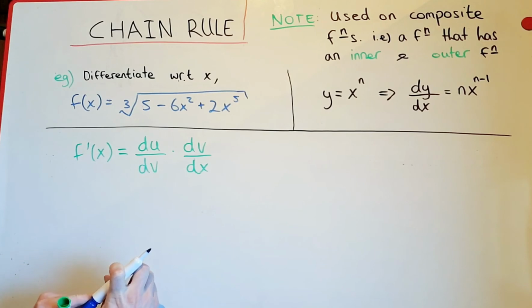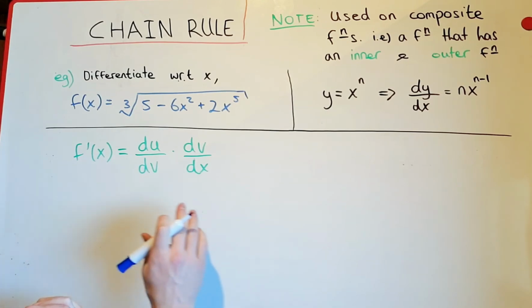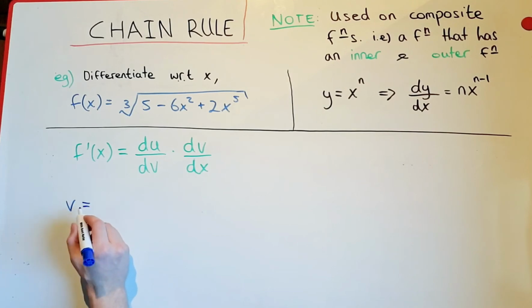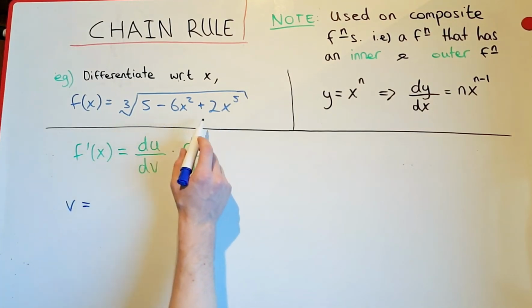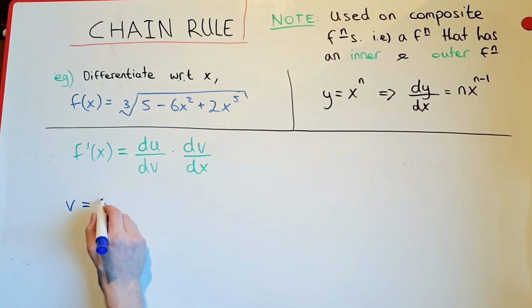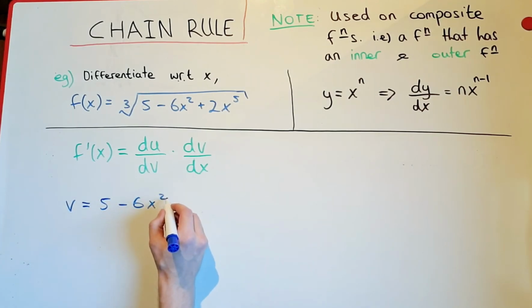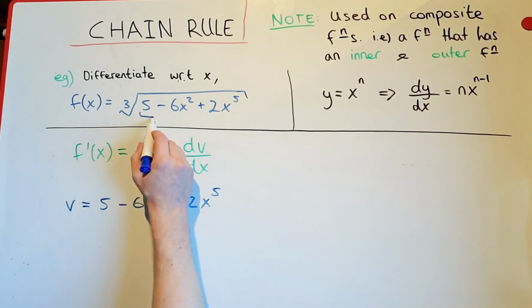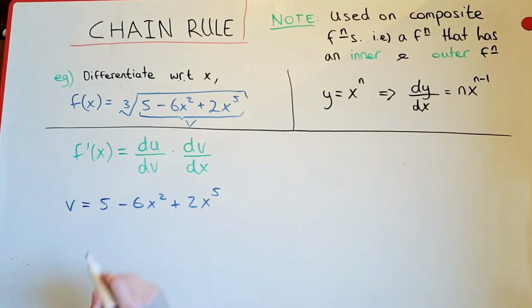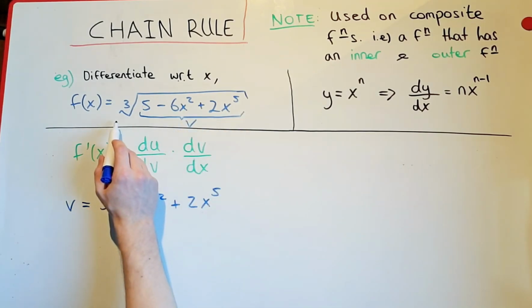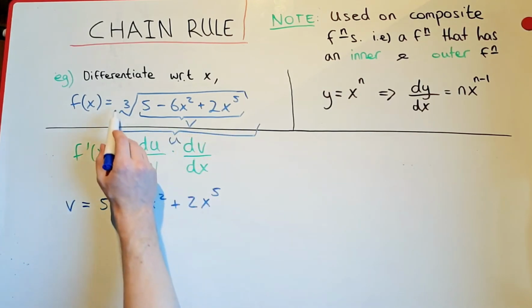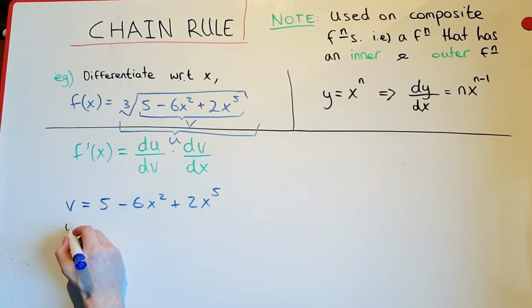Okay, so the first thing to do, as I just mentioned before, is we're going to write down the inner and outer function. So the inner function is going to be v, and that's going to equal this fifth order polynomial within the cubed root. It's going to be the 5 minus 6x squared plus 2x to the 5. So this bit here is our v. And then our u is going to be the outside function, which is the cubed root. So we write that down.